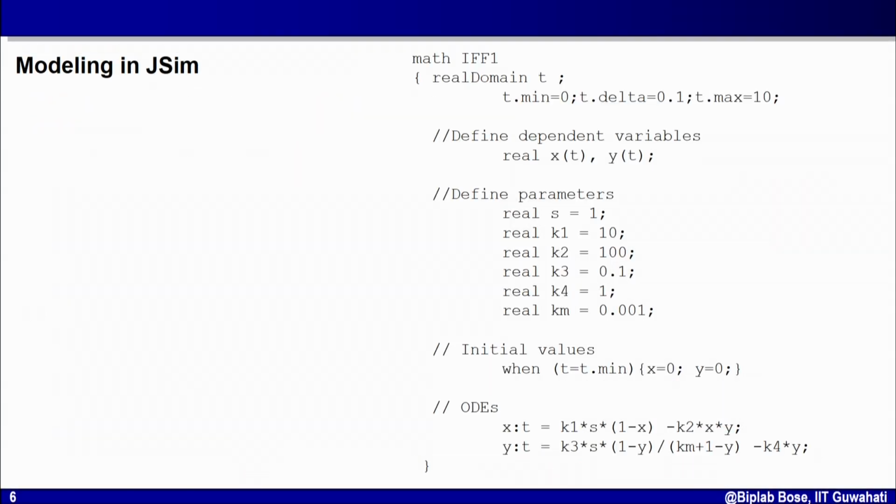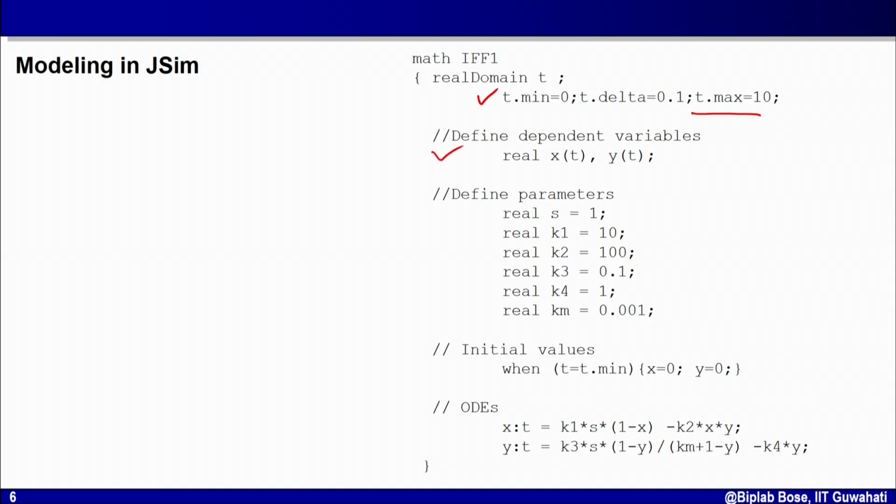So let us look into the JSIM code. I have given the code here. You can copy and try to run it on your own desktop. I will strongly advise you to run it and play around with it to understand the behavior of this particular motif. The code is as usual, as we have done earlier. Initially you define the time. I have kept Tmax equal to 10 here.